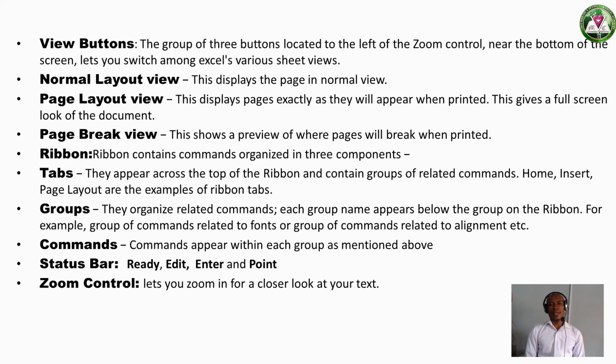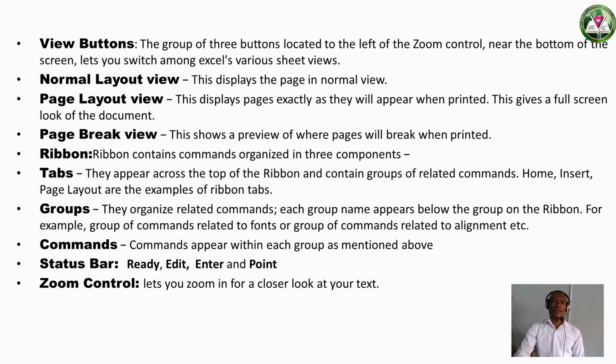Then, like I said before, you have your ribbon that contains commands that are organized in 3 components, where you have the tools for editing, the tools for formatting, and another. Then you have the status bar. The status bar shows you the status of the worksheet. When the worksheet is ready, when an entry is being made in the worksheet, or when the pointer points to a particular cell.